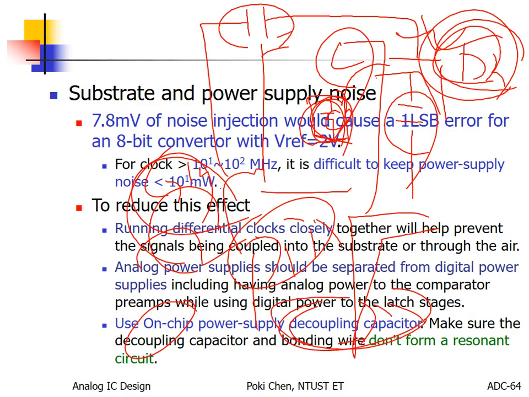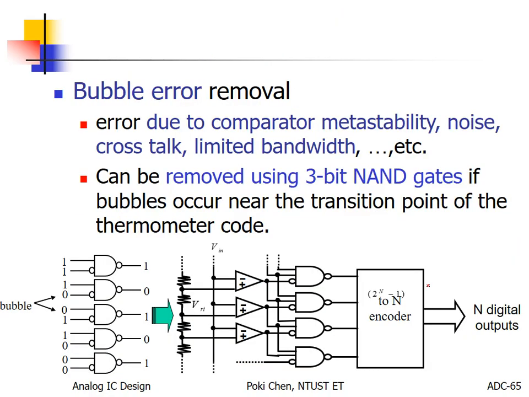Only for very low-end applications, very low bit or very low operation frequency, might it work. That is not the usual case. So even for on-chip decoupling capacitors, you still need to make them. And this is the reason why you have a lot of details to take good care of.